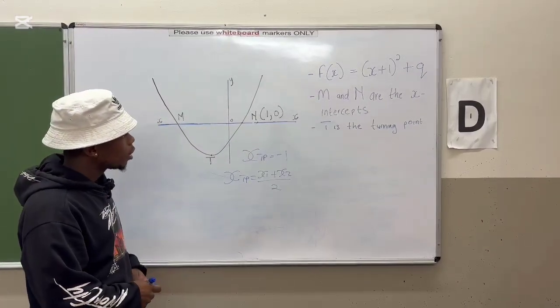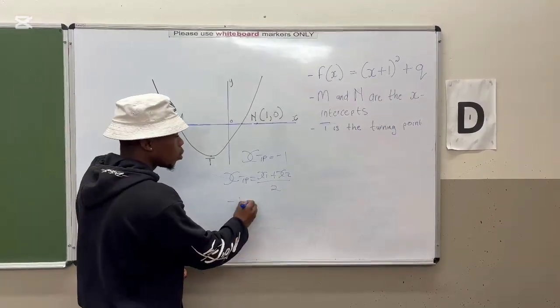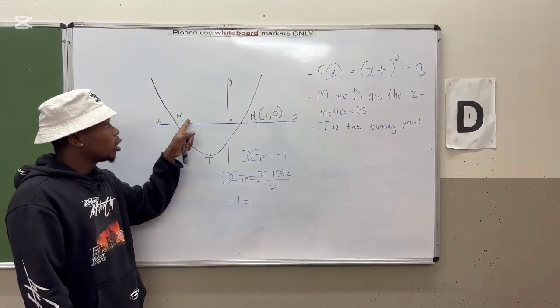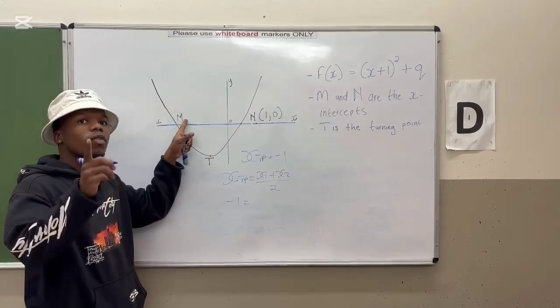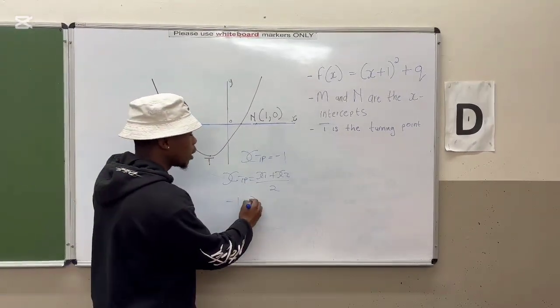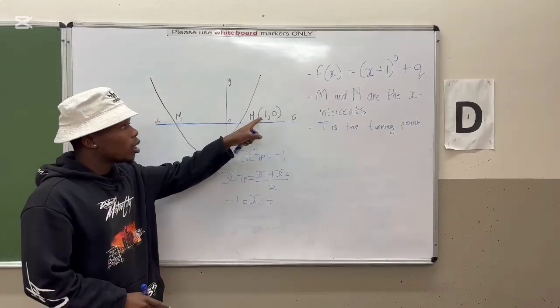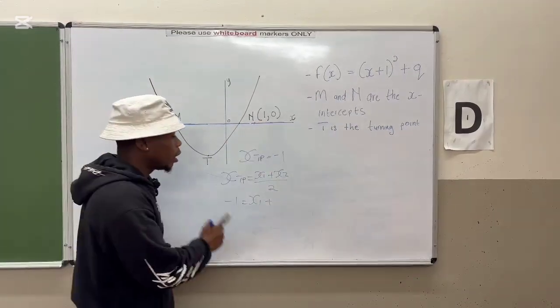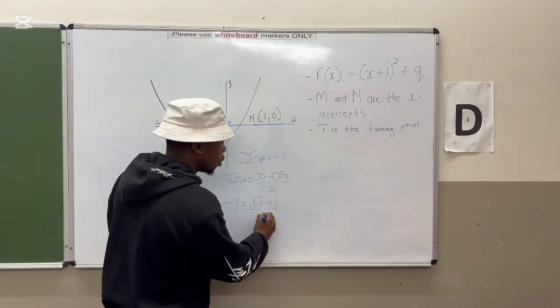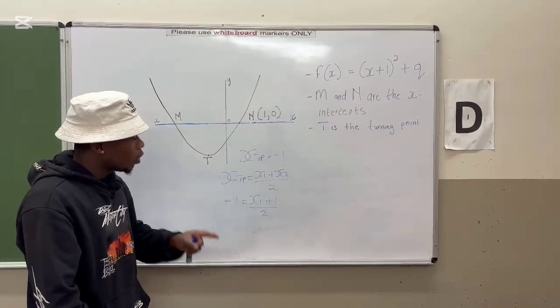Now let's check something. Here xtp is minus 1. This is equal to (x1 plus x2) divided by 2, where x1 is the x-intercept of f, but we don't have that. We are looking for that. So this is going to be x1 plus 1. What is x2? x2 in this case will be 1. It means I have (x1 plus 1) divided by 2. All I need to do is to make x1 the subject of the formula.